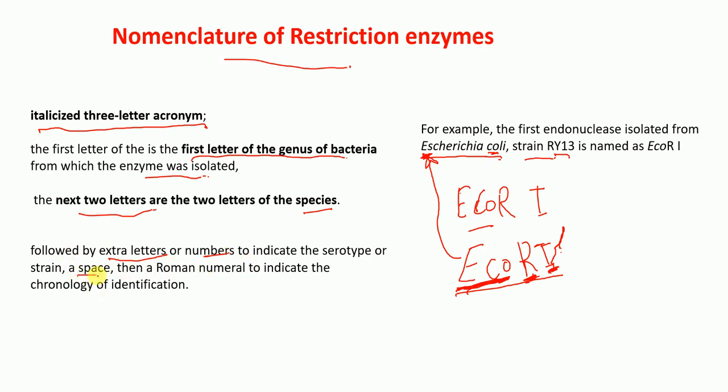Sorry, I forgot the space, in between Eco and the Roman numeral. So after these 3 letters, R refers to the strain, and then we have a space and the Roman numeral to indicate the chronology of identification. Like I said earlier, EcoR1 indicates the first endonuclease isolated from Escherichia coli strain RY13. Therefore, it is named EcoR1. So this is the nomenclature, guys.